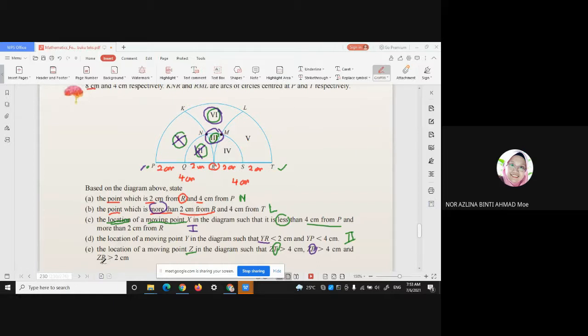ZR means from point R, greater than 2 cm. This is point R, 2 cm means curve QNMS. This is 2 cm, but we want greater than 2 cm. Greater means outside. So this is the answer. Okay, 3 is less than 2 cm. We want greater. So the final answer is 6.